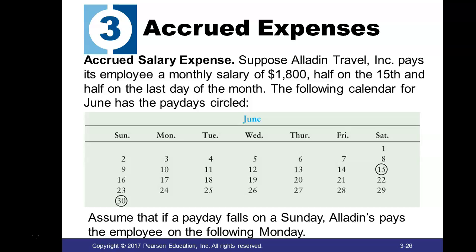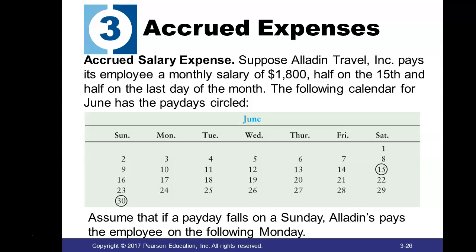And here's an example of accrued expense. Aladdin Travel pays its employees monthly of $1,800, half on the 15th and half on the last day of the month. The following calendar in June shows the pay dates circled. Assume that the payday falls on a Sunday. Aladdin pays the employees the following Monday.